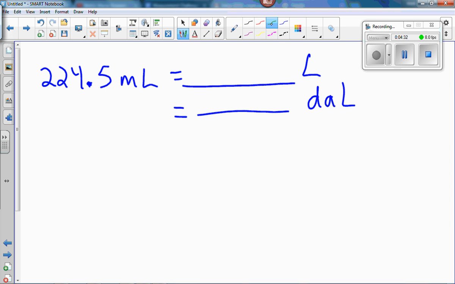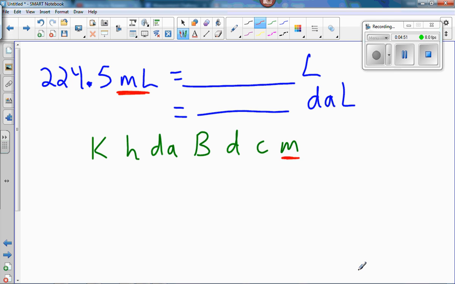So again, I would start off by having my staircase and do exactly what you saw in the video. Find what are the unit you're given, what's your starting point, mL. So that's going to be milli for milliliter, that's right here. What's your ending point? Well, we'll go to liters first. Remember, if it's only one letter, it has to be the base unit. Has to be. So our liter is here.